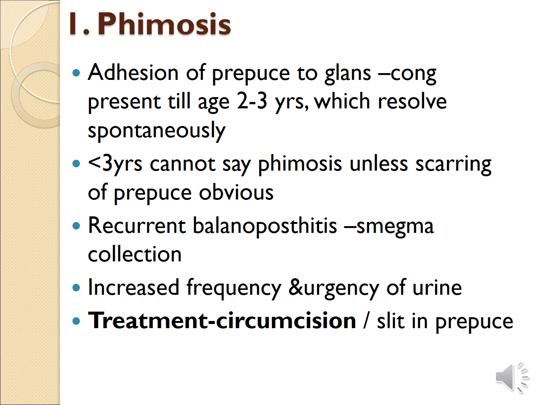Phimosis is adhesion of prepuce to the glans, and this is congenitally or physiologically present till the age of 2 to 3 years, and then it gradually resolves spontaneously. So in less than 3-year-old children, we usually cannot diagnose this condition as phimosis until the scarring of the prepuce is very obvious. They present with recurrent balanoposthitis, there is smegma collection, and then they have recurrent urinary tract infection, so they present with increased frequency and urgency of urine. The treatment for this is circumcision, and/or a slit in the prepuce can be done.